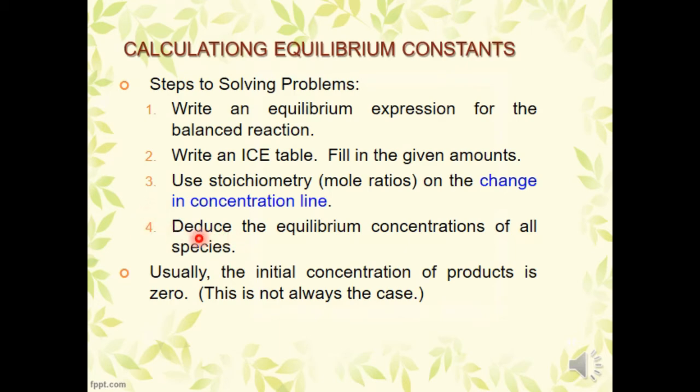Fourth, deduce the equilibrium concentration for all species based on all the information given. Note that usually the initial concentration of product is 0 unless it is stated, like in the second example just now, the water H2O. It's given that initially 3 moles are present. If it's not stated, then normally it's 0.